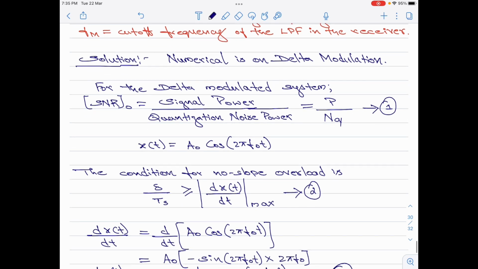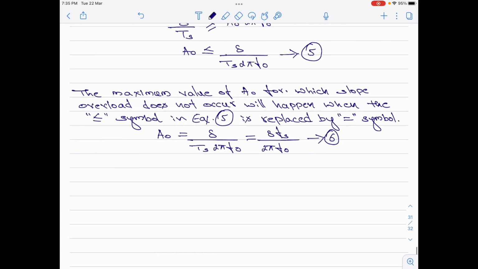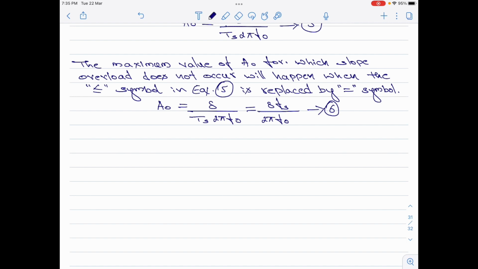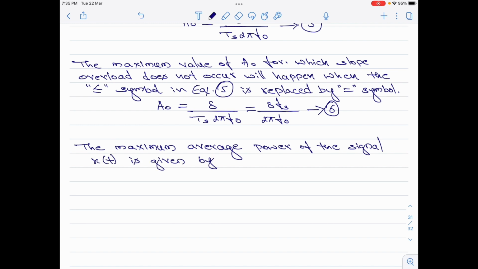Now, we note that the maximum average power of the input signal x of t is equal to the amplitude a naught divided by root 2, whole square. So, we say power is equal to a naught divided by root 2 whole square. So, this is equal to a naught square divided by 2. Let me call this equation 7. But we have already found an expression for a naught, which is the RHS of equation 6. So, I'll substitute equation 6 into equation 7.